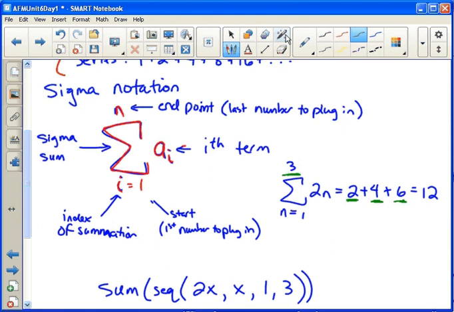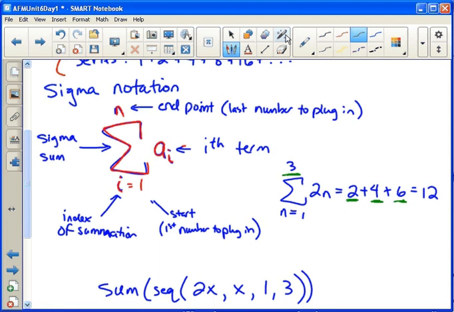So basically the n equals 1 on the bottom and the 3 on top tell you you're adding up the first 3 terms, the first, second, and third terms. Then you just plug 1, 2, and 3 into 2n, add the results together, and you get 12.